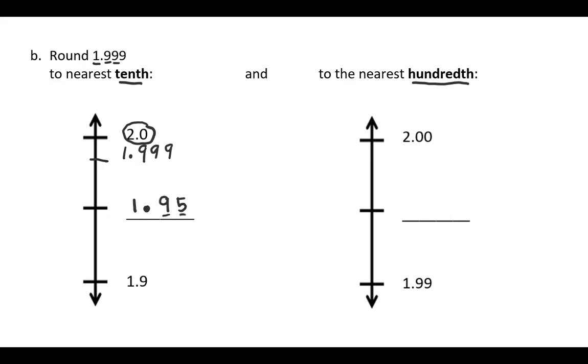Now if I round it to the nearest hundredth, my choices will be 1 and 99 hundredths or 200 hundredths or 2 wholes. The midpoint would be 1 whole, 9/10, 9 hundredths, and 5 thousandths. The original number would be greater than that because it has 1 whole, 9/10, 9 hundredths, and 9 thousandths. Since that number is greater than the midpoint, it is closer to 2. So when we round 1 and 999 thousandths to the nearest hundredth, the answer is 2.